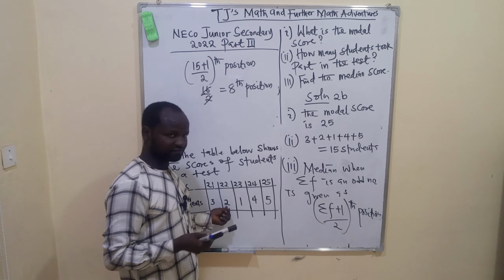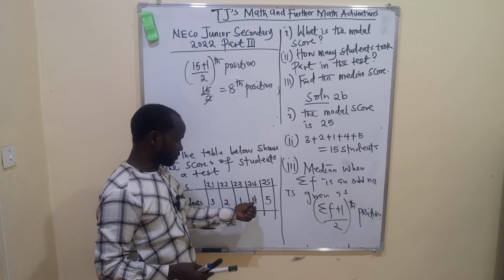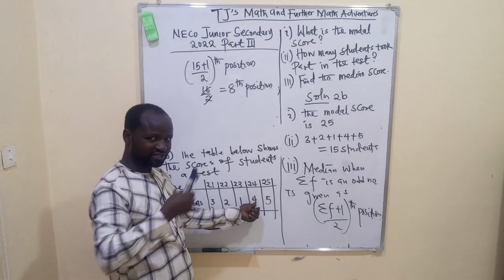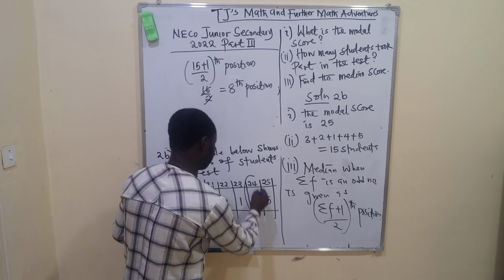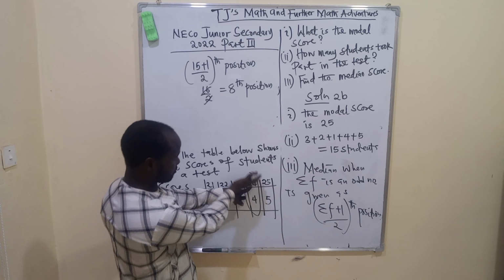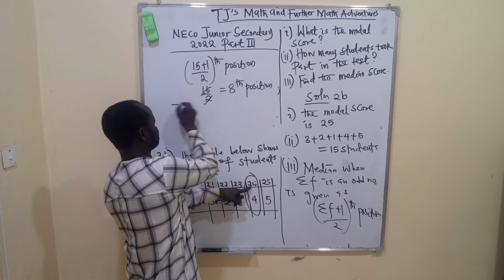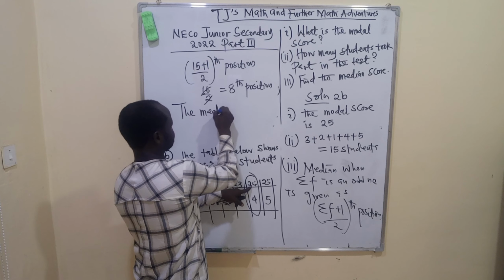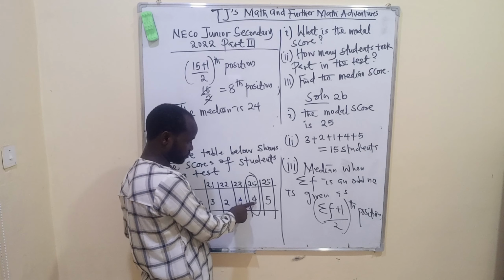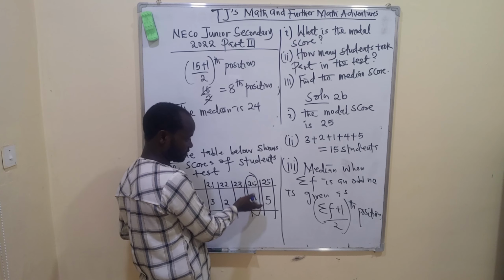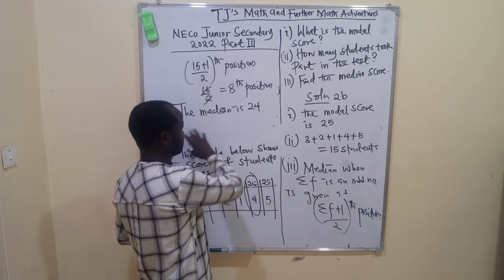3 plus 2, 5, is not up to 8. Plus 1, 6, is not up to 8. Plus 4, that's 10, is more than 8 now. This is where it falls, so here will be our answer. We pick the number that is above it, which is 24. So the median is 24. It's not this 4 that we pick, it's not the frequency. It's the number above the frequency that we pick as our median. So the median score is 24.